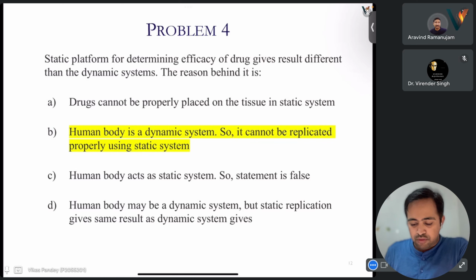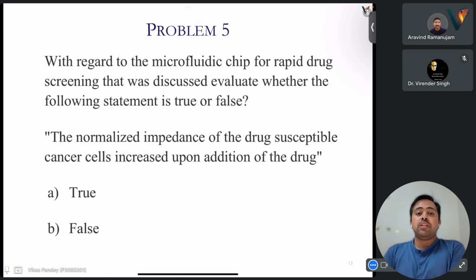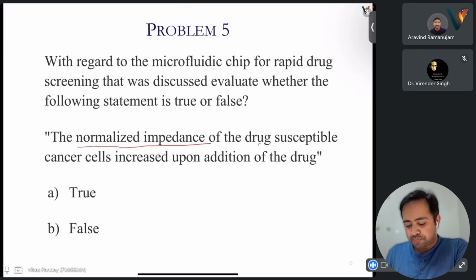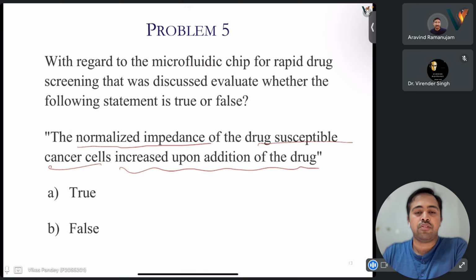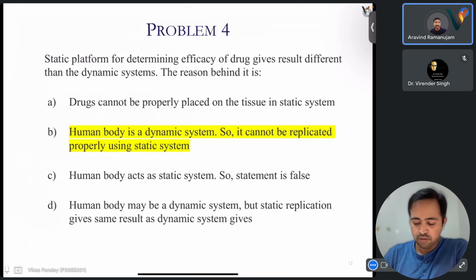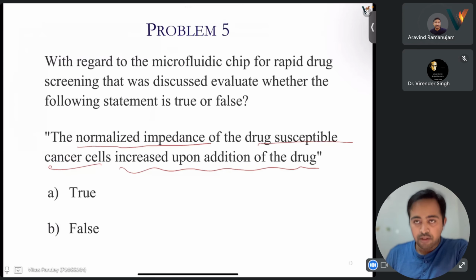Okay, so let's go to the next question. With regards to the microfluidic chip for rapid drug screening, now we have come to the questions related to lecture one. For rapid drug screening that was discussed, evaluate whether the following statement is true or false. The normalized impedance of the drug susceptible cancer cell increases upon addition of the drug. Is it true or false? False, sir. Why?